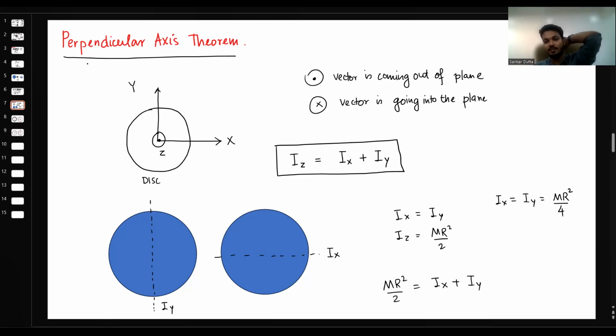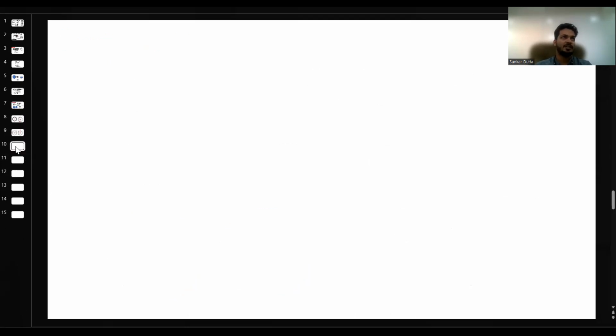Please let me know if you understood this. Any part you did not understand, please let me know. Got it, sir. Okay, Rishi is saying he got it. What about other folks? Yes, sir. Got it? Okay, cool. So if you understood this, then find me the moment of inertia of a ring.